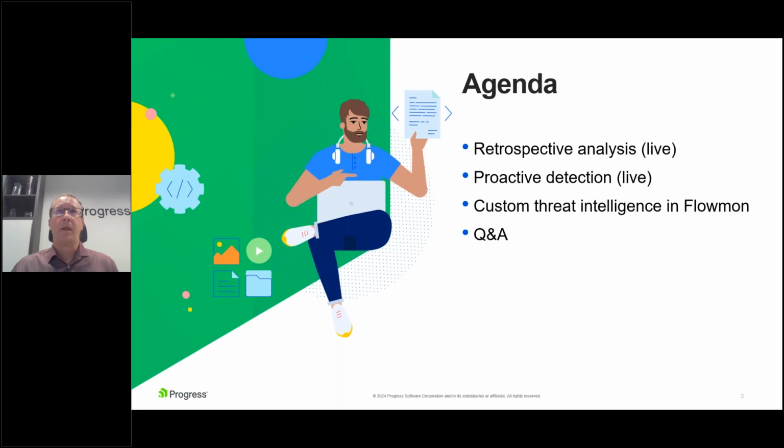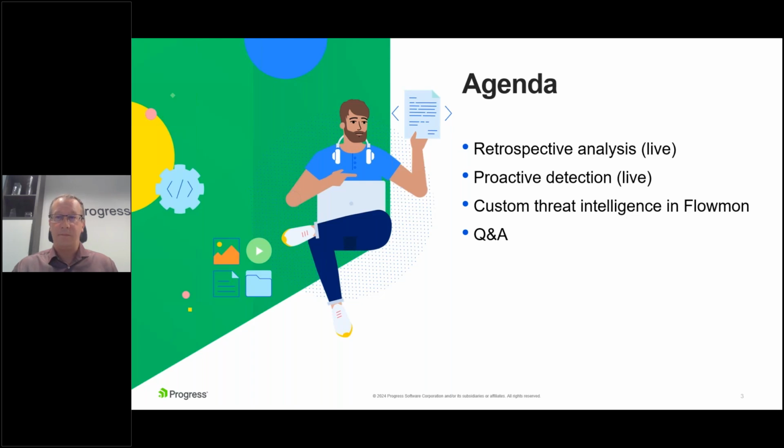Agenda today. We will be focusing on threat hunting and threat intelligence, and we will be looking at two specific use cases. One is retrospective analysis, where you've been informed about some recent threat or attack or whatever malicious situation it is, and you have received indicators of compromise.